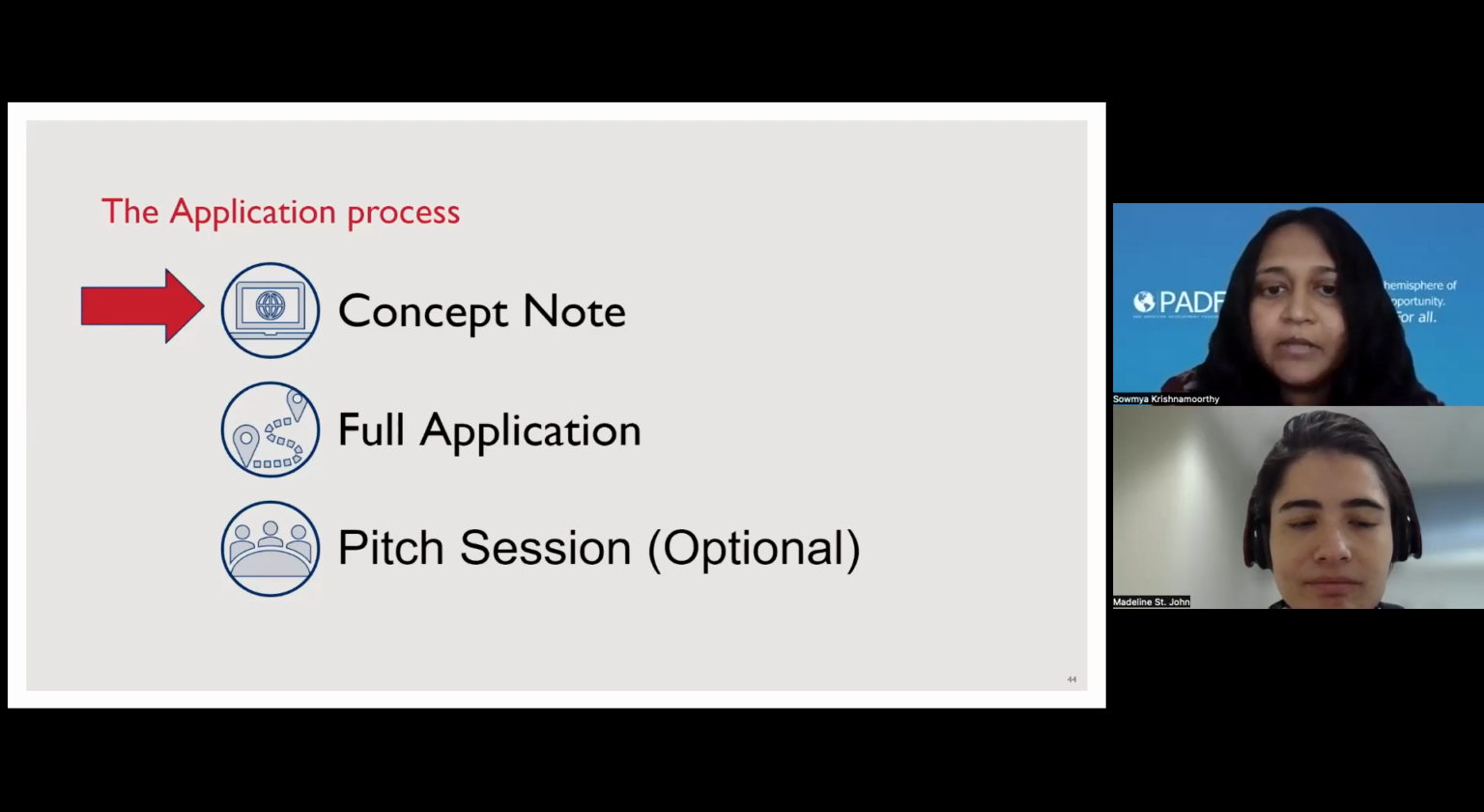The concept note is really just a way for us to get a sense of what idea you're planning, a little bit of background information about who you are and where you plan to go with this idea. And then the full application is a much more detailed readout. And we'll get into those details in just a minute.